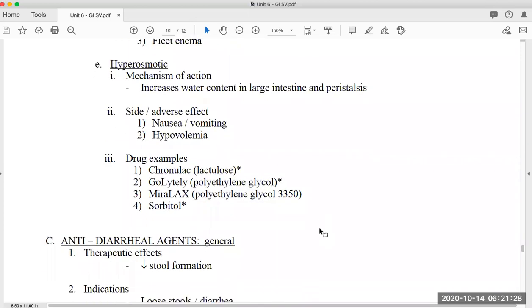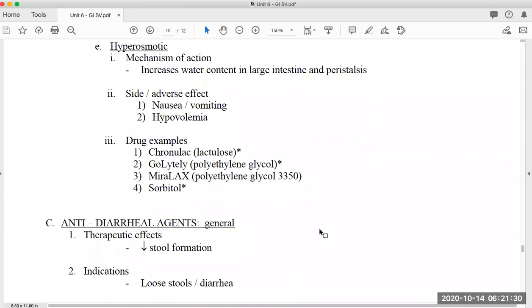Hyperosmotic. So when we're saying a hyperosmotic, that is a higher concentration of solute. So the mechanism of action is going to increase water content in the large intestine and peristalsis. Side and adverse effects are nausea, vomiting, and hypovolemia, because this is a little more concentrated, a little stronger, you could think of it as. And so we're really going to stimulate a bowel movement here. So it's very possible that we overstimulate, right? And the patient has diarrhea, or they have a lot of fluid and electrolyte loss through their feces.